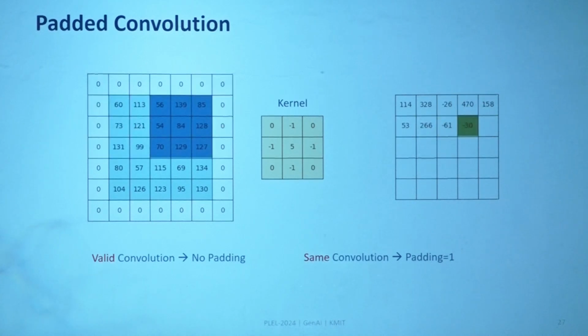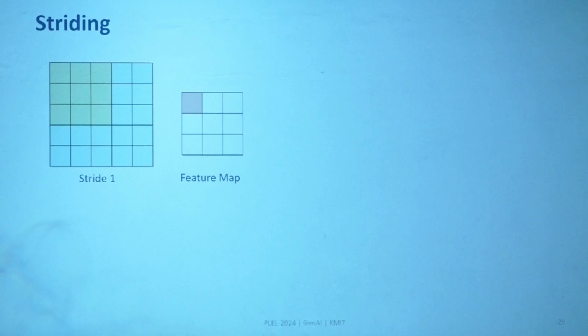The other is valid padding. Convolution without padding is the valid padding, right? Another one is striding. What is the meaning of striding? When you are doing the convolution operation, how you are sliding your filter across the input image. One position at a time, from left to right and top to bottom.